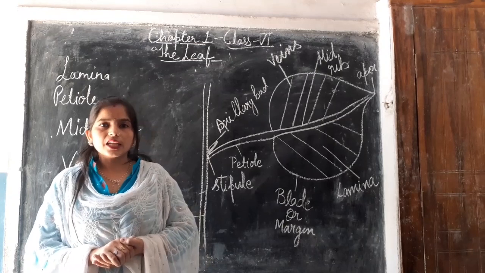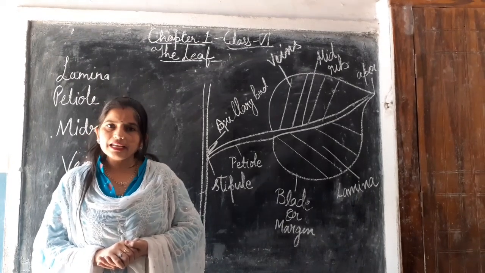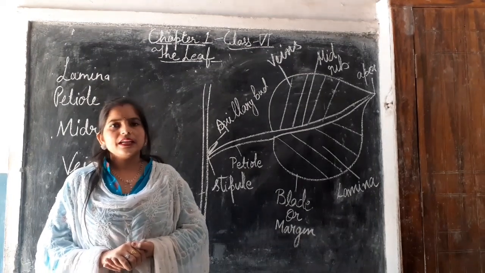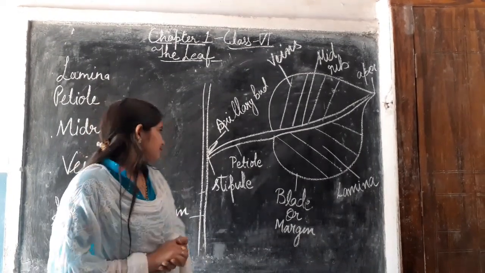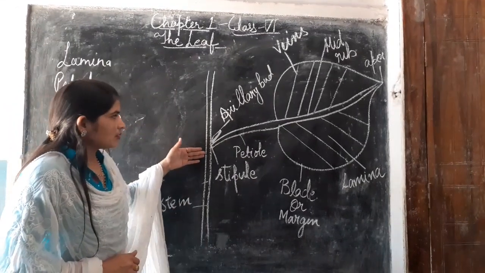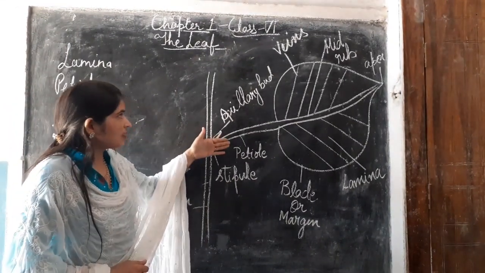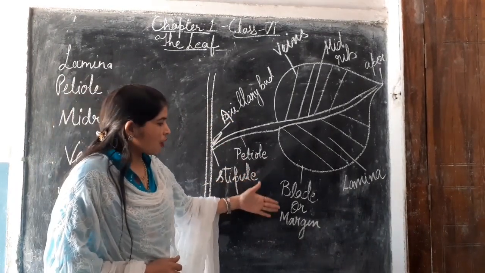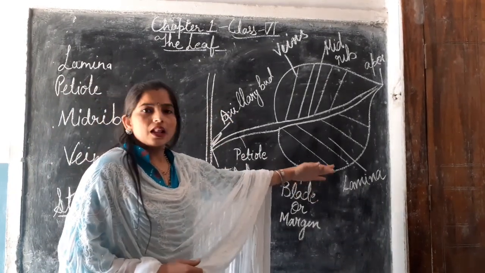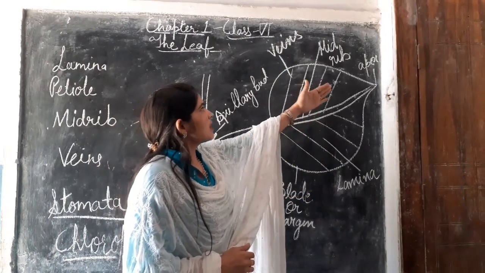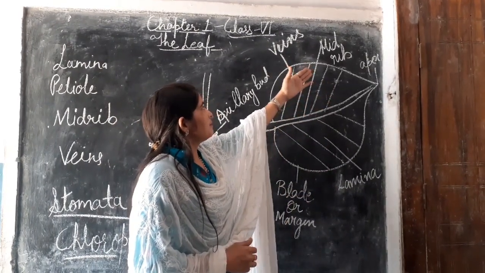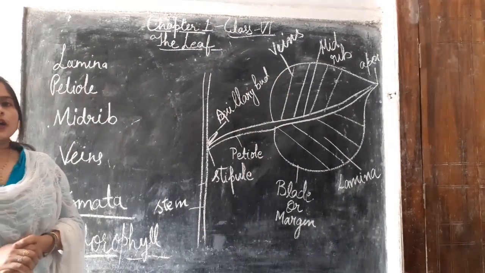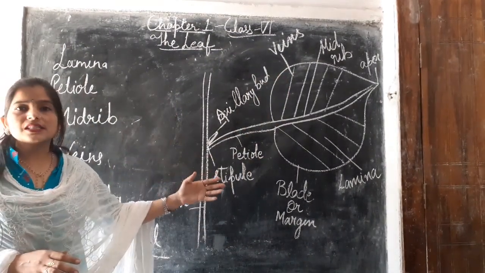It is a thin, broad, green and extended part of a plant. It has following parts: stipule, petiole, axillary bud, blade or margin, lamina, apex, midrib, veins. Now children, I am going to explain these parts in detail.